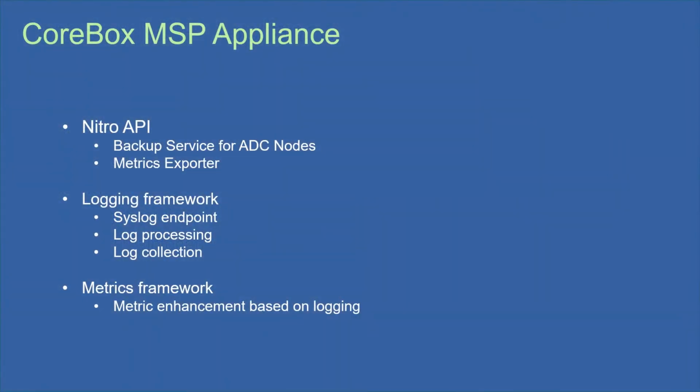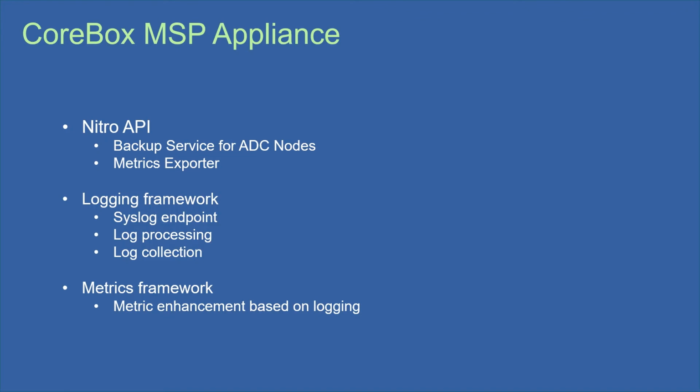CoreBox comes with K3s, which is a lightweight Kubernetes distribution by Rancher Labs. Running on top of K3s, we run several applications to provide in our needs as a managed service provider. Currently, our two main applications involve the Nitro API for ADC, the first one being the metrics exporter from Citrix, the second one is our own backup service for Citrix ADC.